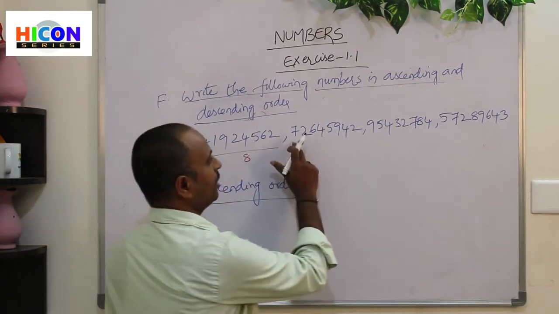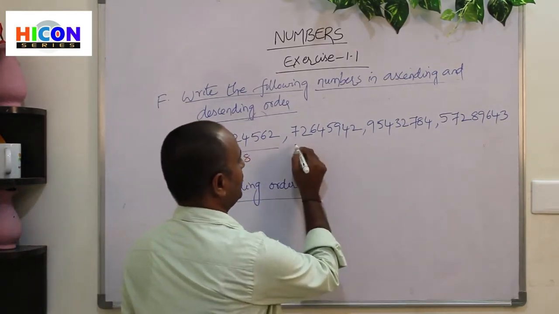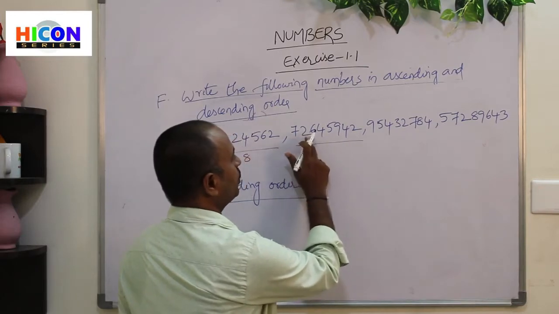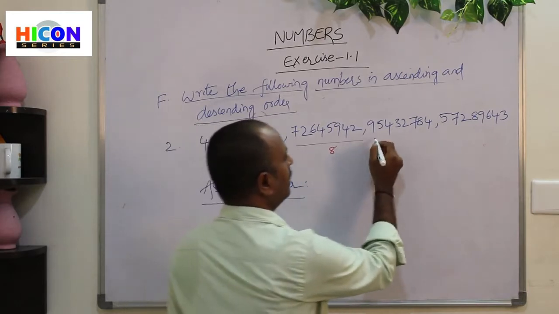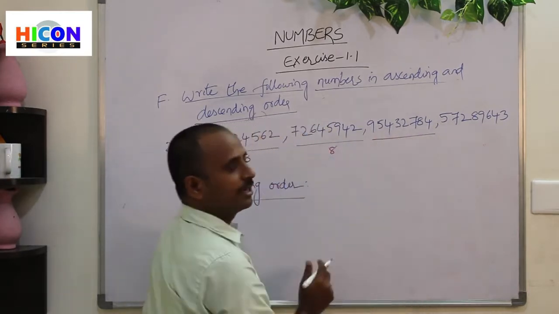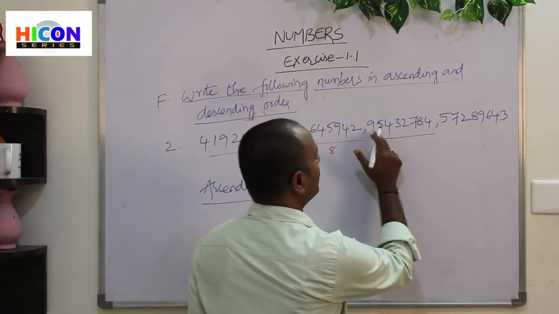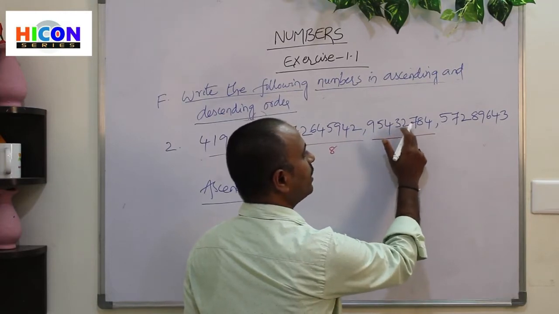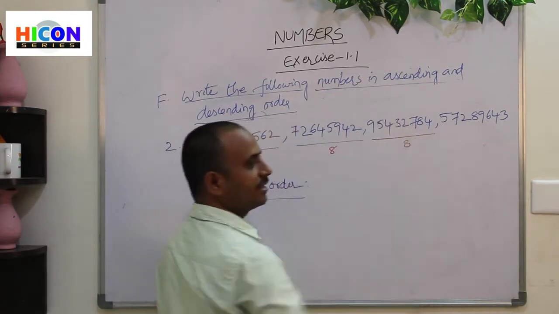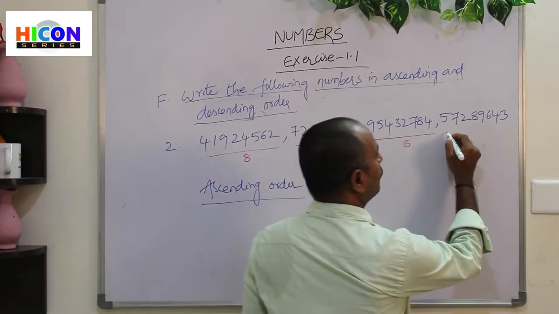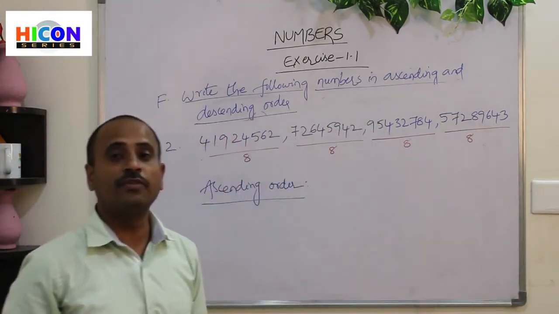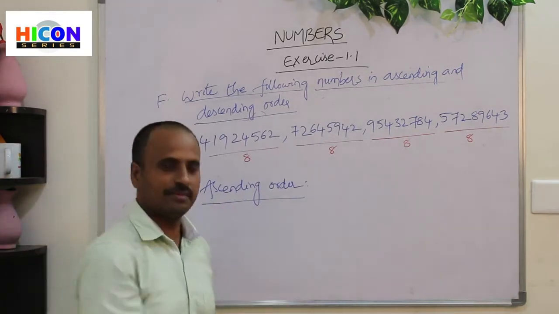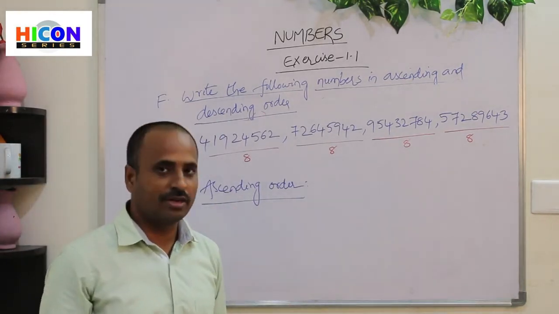Let us count the number of digits in the second number. In the second number also, there are 1, 2, 3, 4, 5, 6, 7, 8 digits. And in the third number also there are 8 digits. And the fourth number also has 8 digits. Here the number of digits is the same in each number. Then how can we compare?